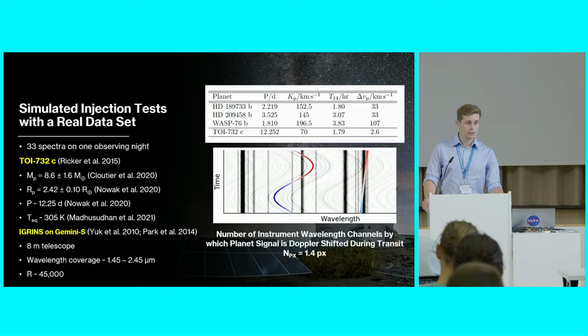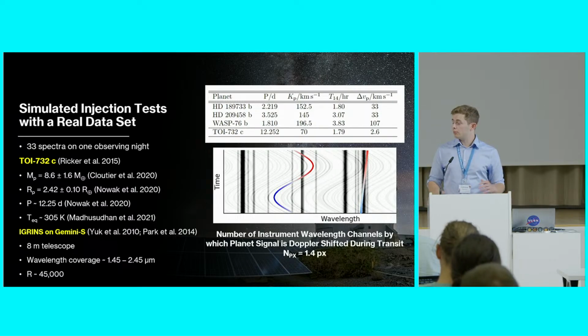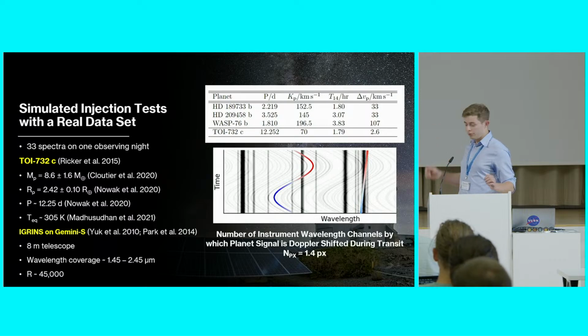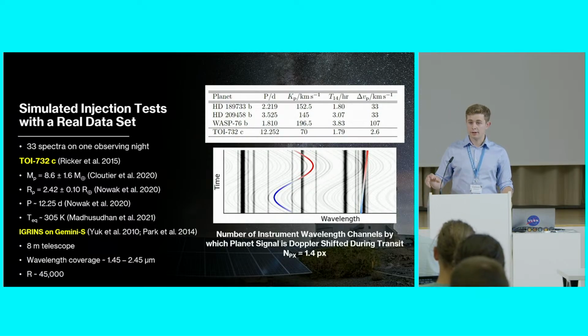So to add some context and compare this sub-Neptune planet with some common hot Jupiters, TOI 732c has a significantly longer period and similar or smaller values for KP and the transit duration T14. All that combined means that the radial velocity shift of the spectral lines for this planet is significantly smaller than you'd expect for a hot Jupiter, just 2.6 kilometers per second in this case. That means, again to borrow from Leonard's animation, the spectral lines might shift as seen on the right-hand side rather than the left. In fact, the number of instrument wavelength channels by which these planet spectral lines shift over an observing night is just 1.4 pixels, which is less than a typical resolution element. So this is a really difficult planet to observe.